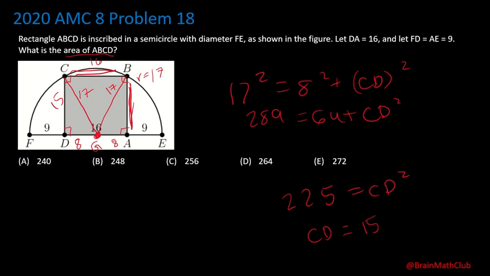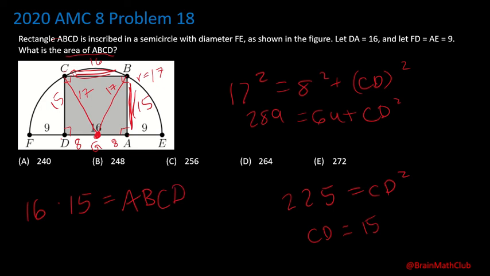Now, what do I have to do? I have to find the area of rectangle ABCD. So what's left? Well, we just have to multiply this with this to find our area. So we know that BA is equal to CD because it's a rectangle, so I can label this 15. 16 times 15 is equal to the area of ABCD, or in other words, our answer.